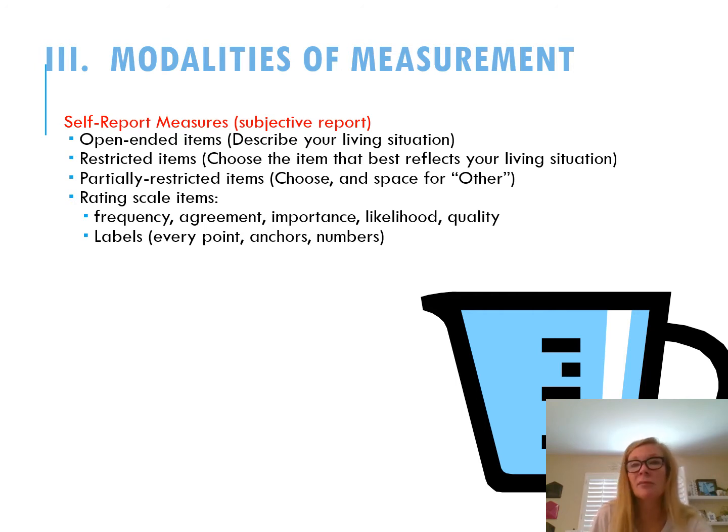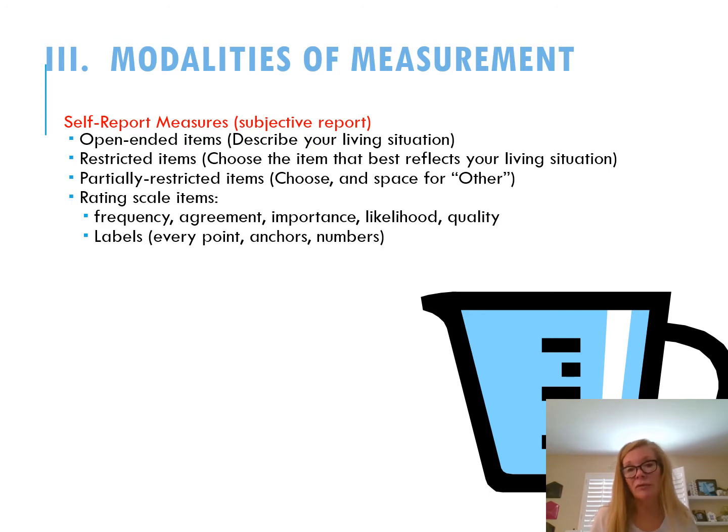So they might say something like, you know, I live with my adopted mother and her sister, okay, which is probably not a frequently occurring living situation among college students, but you've been able to capture that by using an open-ended item. Another option is called a restricted item, and that is where you offer participants limited options. So you give them a list.